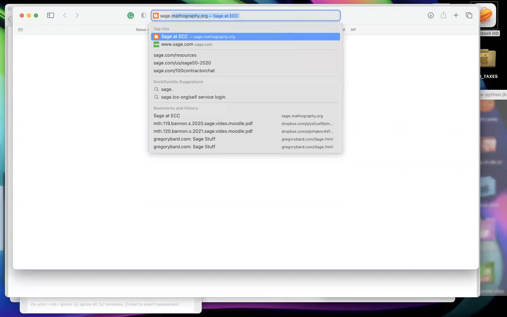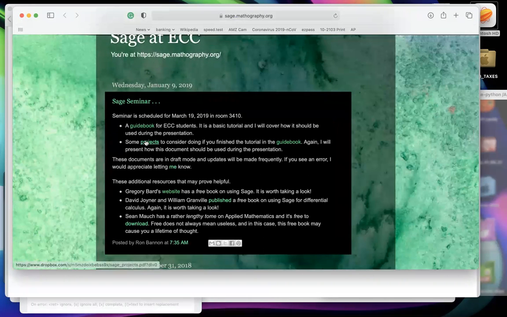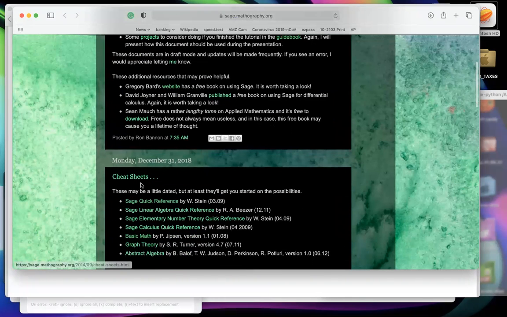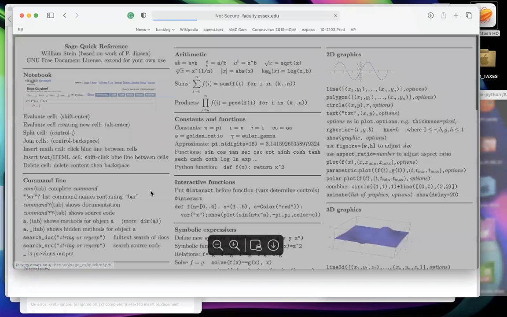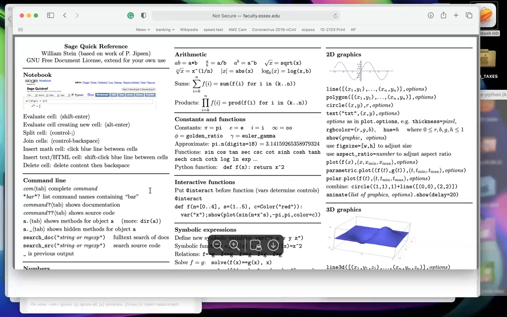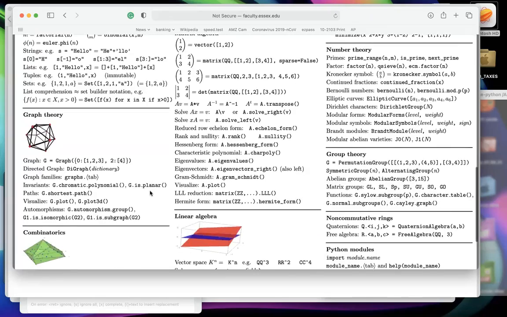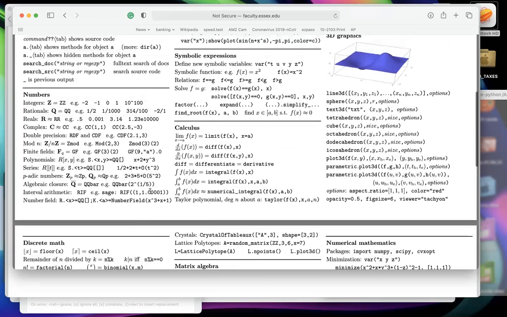Sage.mathography, that's my website, by the way. So let me look through over here, my guidebook, projects, website, let's see, free book. Oh, cheat sheets, look at them right here. So, Sage quick reference. Let me click on it. Now this is like one single sheet of, oh no, it's not a single sheet, two pages long at this point. And by the way, this is really characteristic of what a cheat sheet should look like.